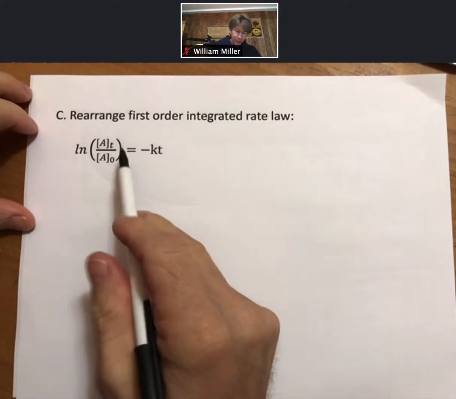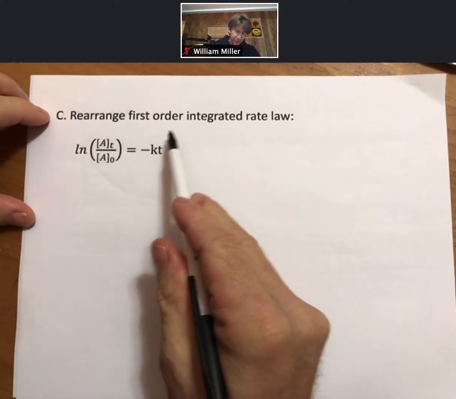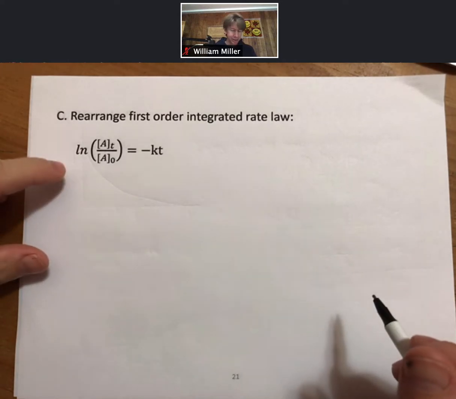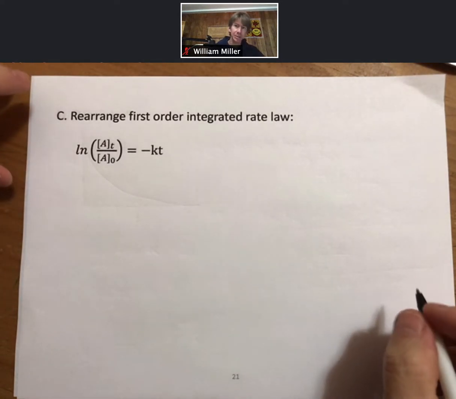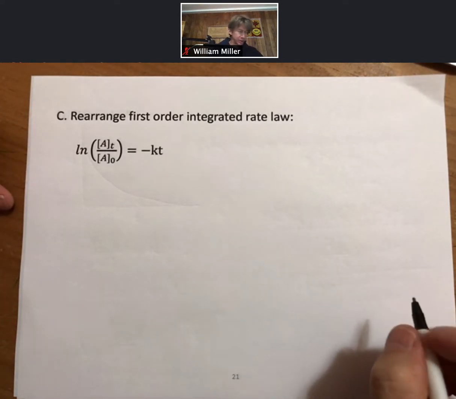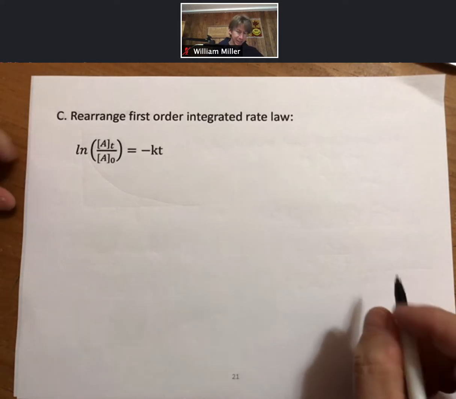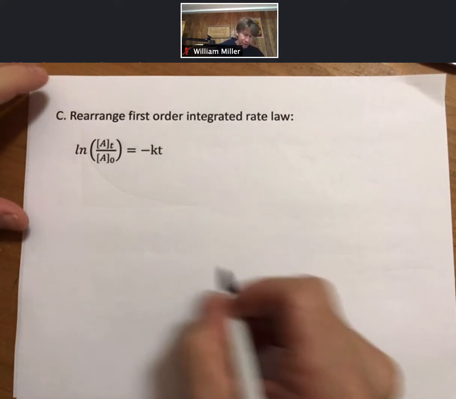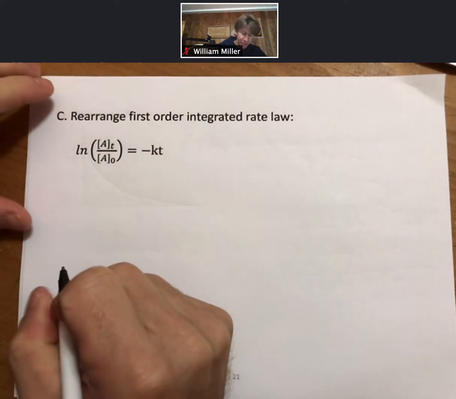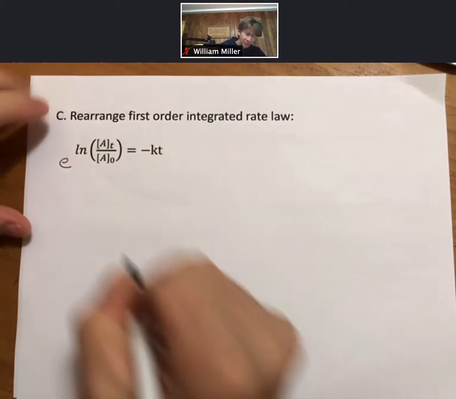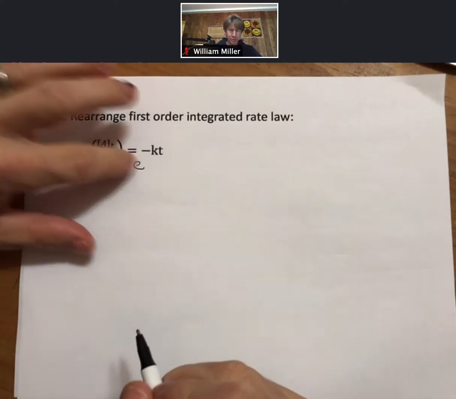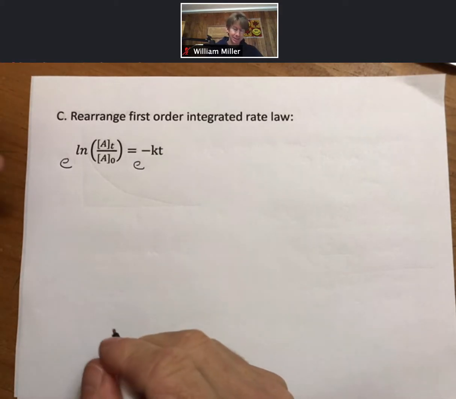And now what I'd like to do is rearrange the first order integrated rate law that we derived on the previous slide into a more perhaps useful version. In order to do that, we have to get rid of the natural log term. And to do that, we're going to take the exponential of both sides. So we're going to take e to the and e to the. So we're going to do it to both sides, so it's going to be consistent.